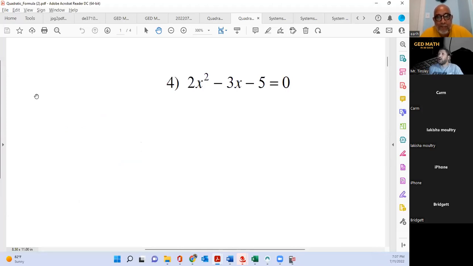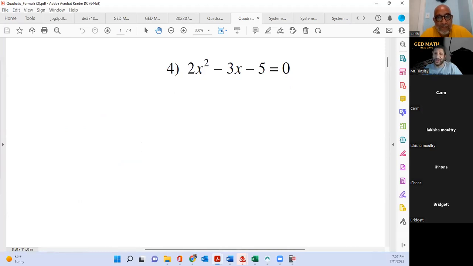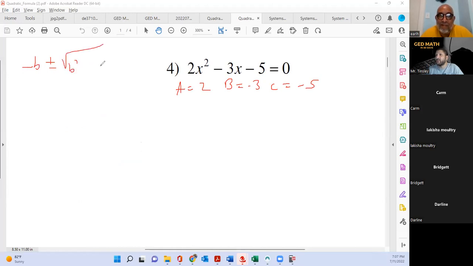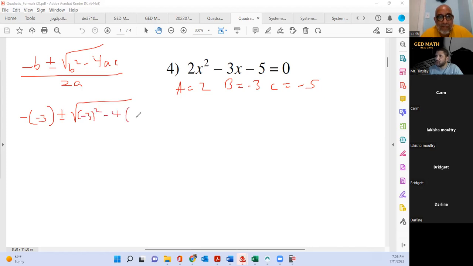I said I was gonna show you how to do this by hand. Yeah, I will. A is 2, B is -3, C is -5. Minus B plus or minus the square root of B squared minus 4AC, all over 2A. B is -3, so minus a -3, plus or minus the square root of -3 squared, minus 4 times A is 2 times C is -5. So all I'm doing is substituting it in, over 2A, 2 times 2.